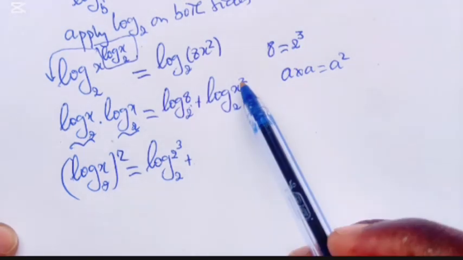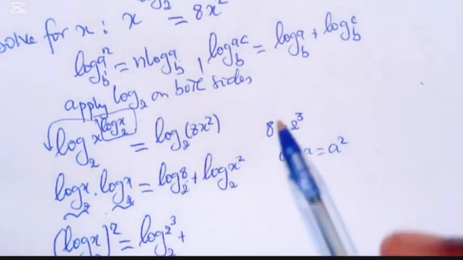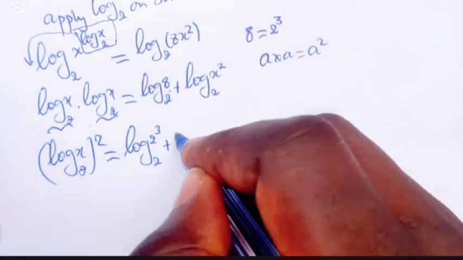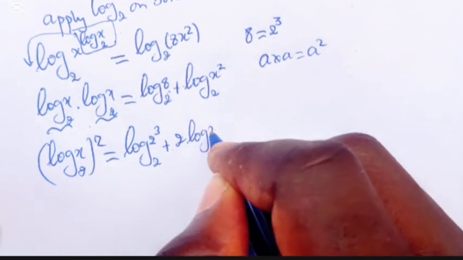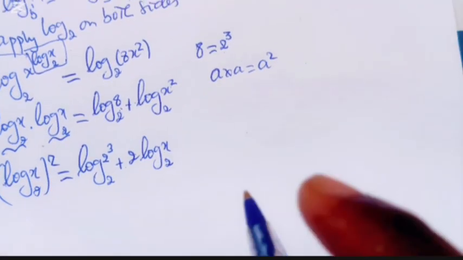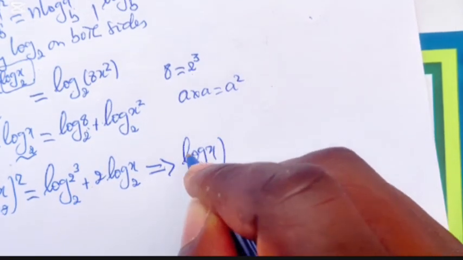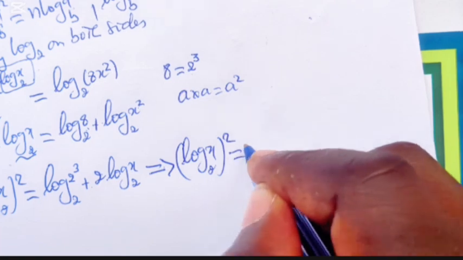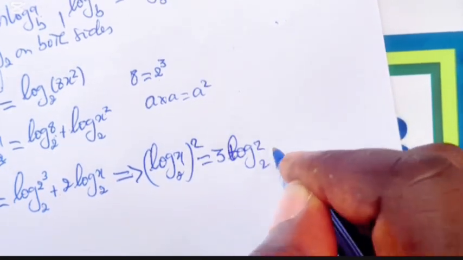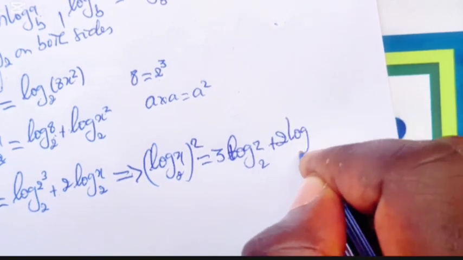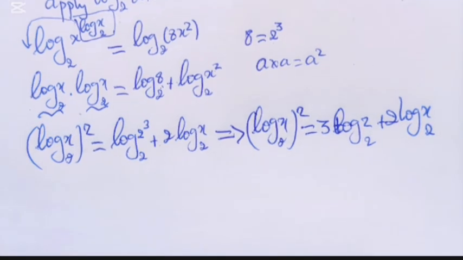Plus, here is log x square. That's why we are also going to apply this property, so the 2 will come here to be 2 log x base 2. Now, this is equal to log x base 2 to the power of 2, which is equal to 3 log 2 base 2 plus 2 log x base 2, guys. Okay, let's now continue with our question.